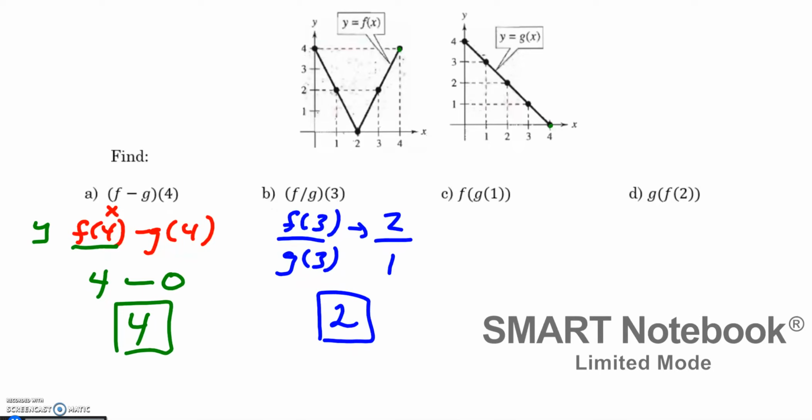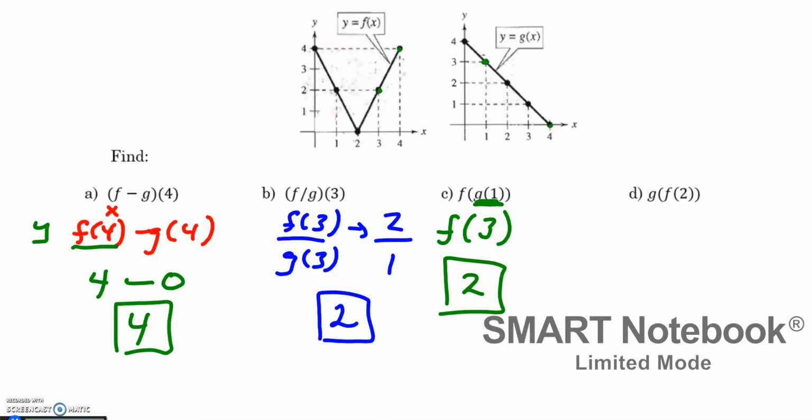Part C is a composition of functions. I'm going to leave the f, but first figure out what g of 1 is. If I go to the g graph, go over to the x value of 1, the y value that goes with it is 3. So g of 1 is replaced with the y value of 3, and now this y value of 3 becomes an x value for the f function. So I go over to the x value of 3, go up, and notice that the y value that goes with it is 2. Final answer of 2 for C.